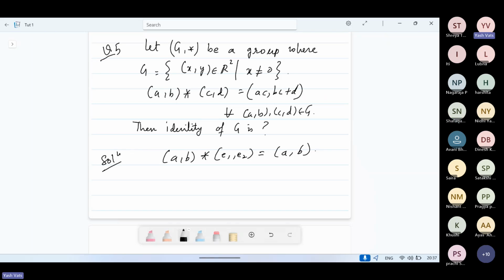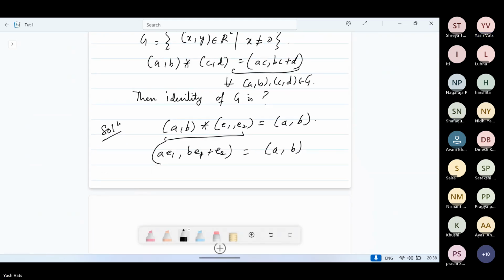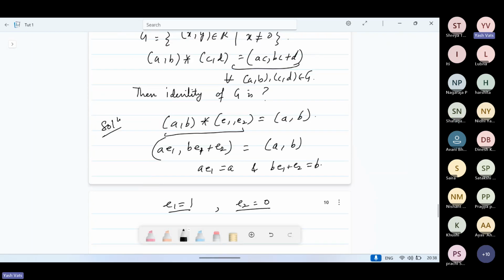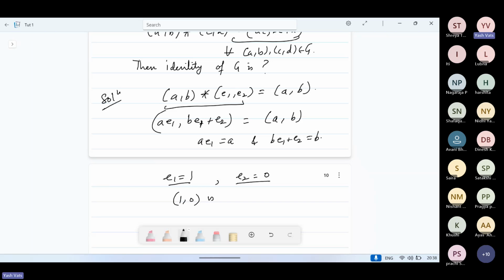So A star E, this operation is defined using this one: AC, BC plus D. So A E1, B E2 plus, oh sorry, this is E1 plus E2. So it is just AB. From the first equation, you get A E1 is A and B E1 plus E2 is B. So you can solve it to find the values. I just solve: E1 is 1 and E2 is 0. So 1 comma 0 is the identity.